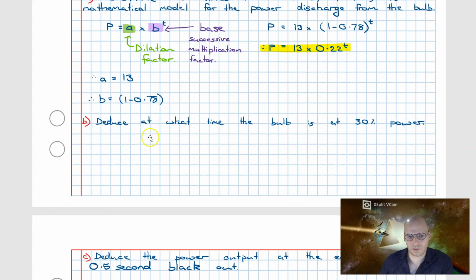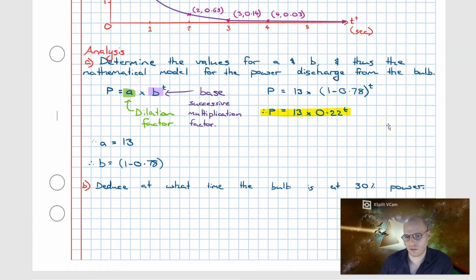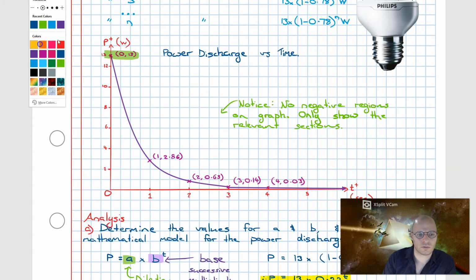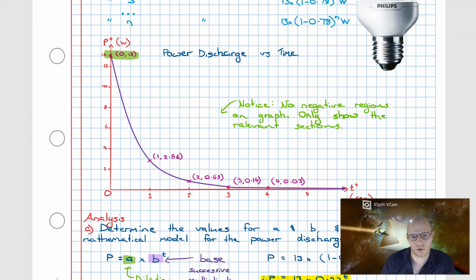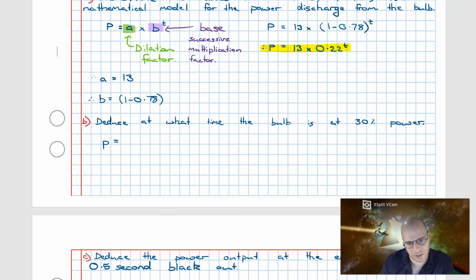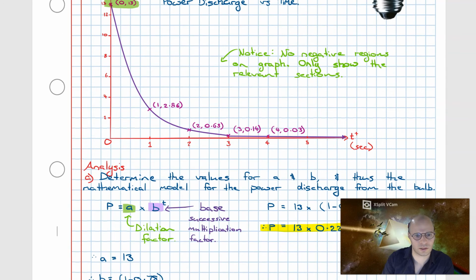Okay, moving down. B. Deduce at what time the bulb is at 30% power. So what we're looking at is a situation whereby, going orange, we look for 30% power. So what is 30% power? Well, 30% of 13. The max power is 13, multiplied by 0.3, comes out to be 3.9. That's P at 30%.